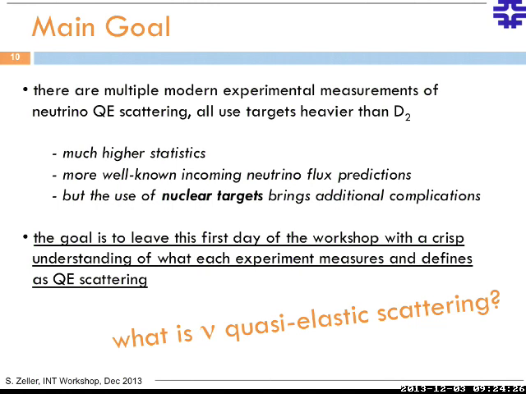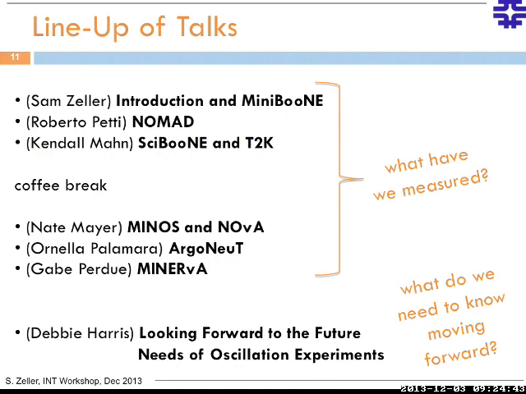So the purpose of this session before lunch is to try and give you a sense of what it is that each experiment is calling neutrino quasi-elastic scattering. Because as you've seen, the detectors differ, the selection differs, so it'd be good to scrutinize this and get a better understanding of what it is that we're calling quasi-elastic scattering.